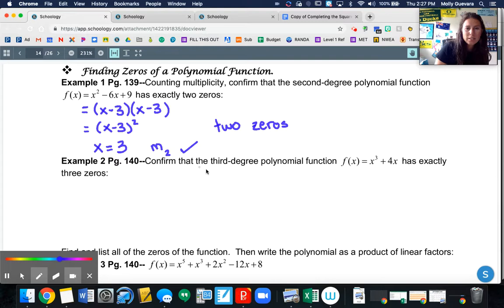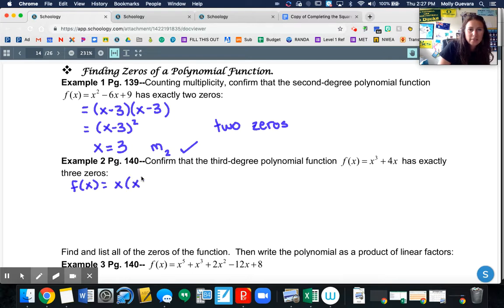This one says, confirm that the third degree polynomial function f of x equals x cubed plus 4x has exactly 3 zeros. Okay, so the first thing that I see about this is that I can factor out an x. I take out an x, I'm left with x times x squared plus 4. So if I set this term equal to 0 and solve, I just get 0. So here, x equals 0.